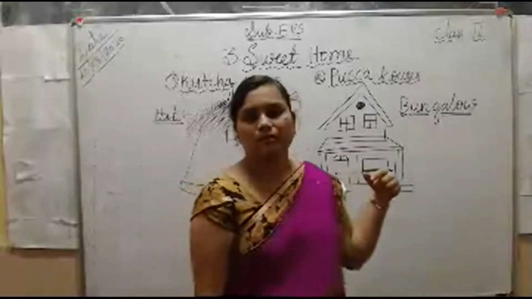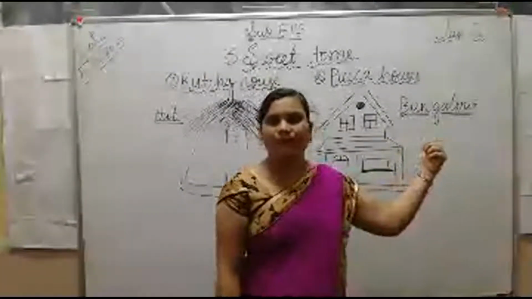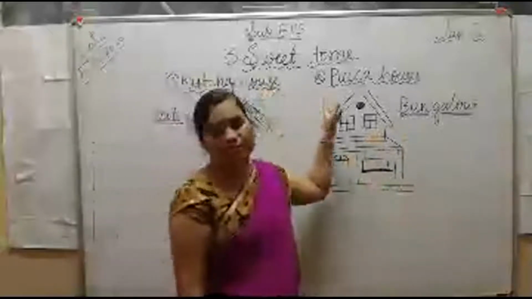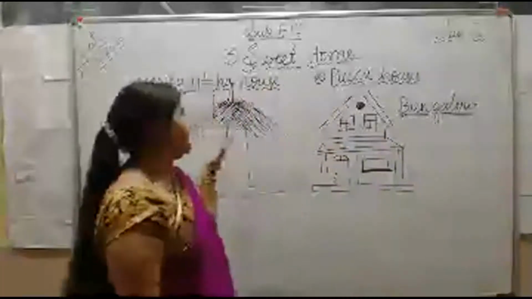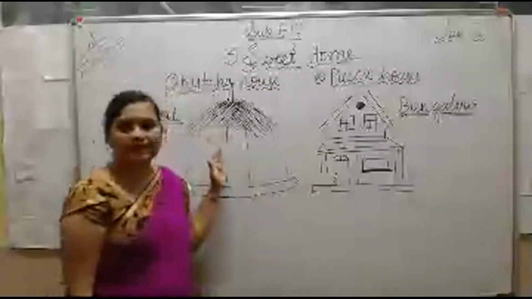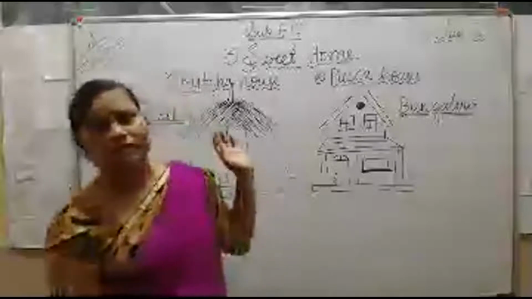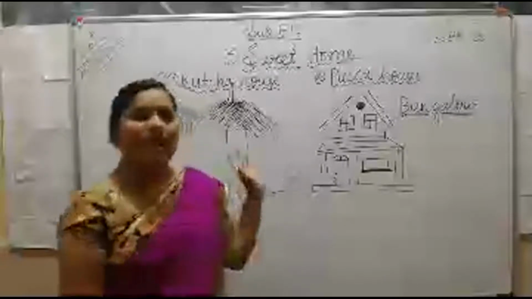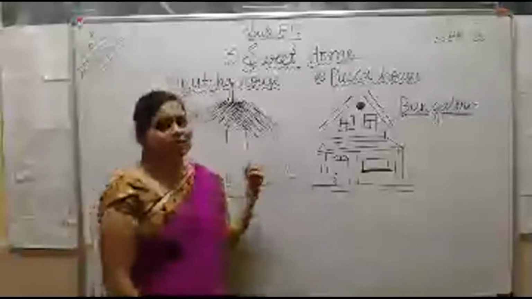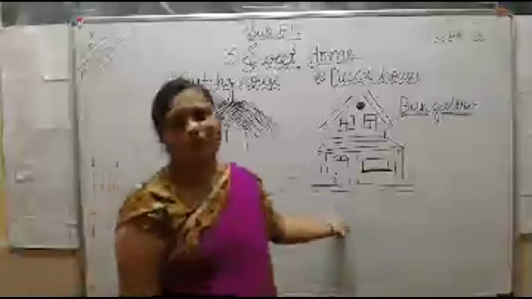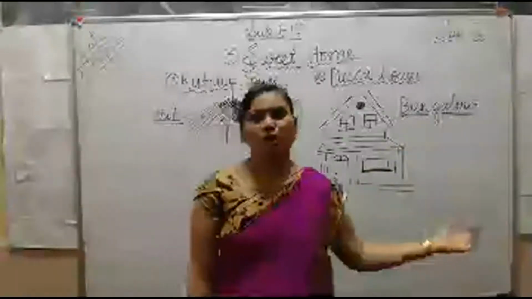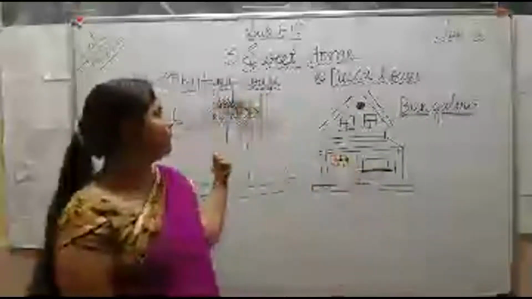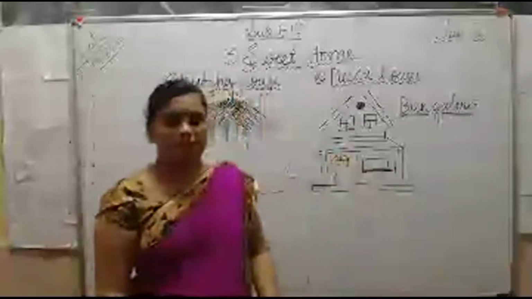Another example of Pakka houses is bungalows, and multi-storey buildings like flats and apartments are also examples of Pakka houses. Heavy rain and storms can damage huts, but bungalows will stand strong in the rain and the storm. Do you understand, students, what is the Kacha house and Pakka house?